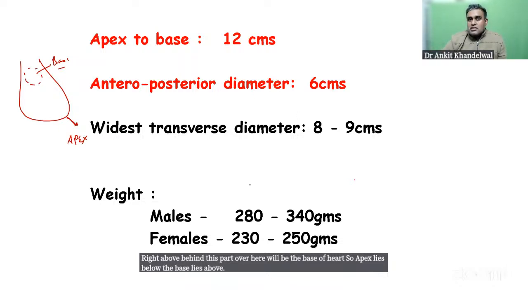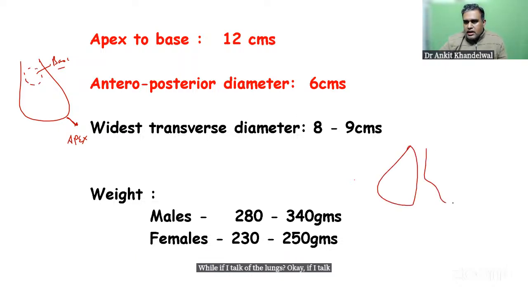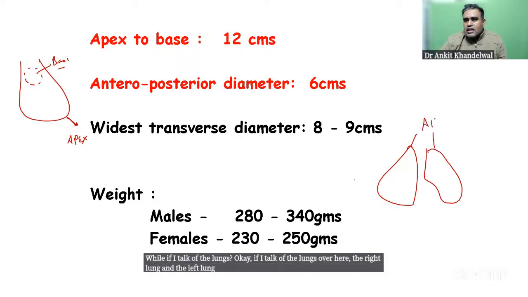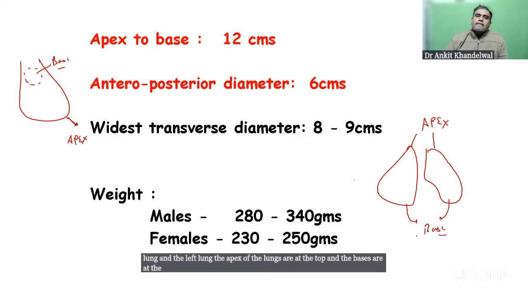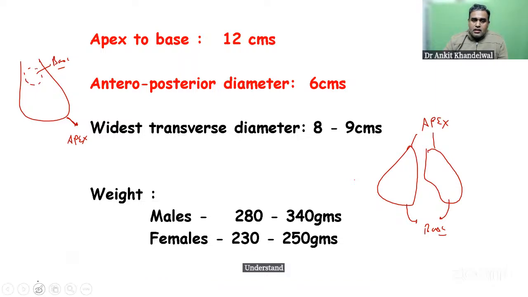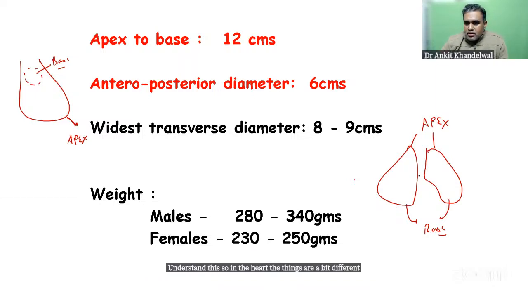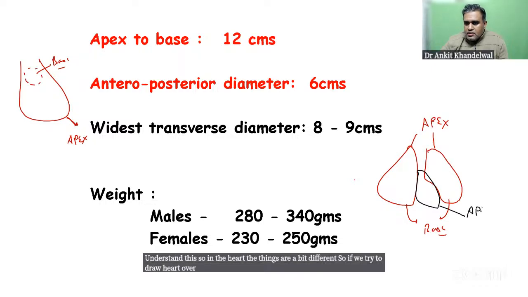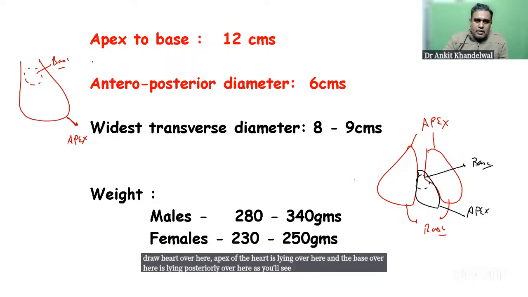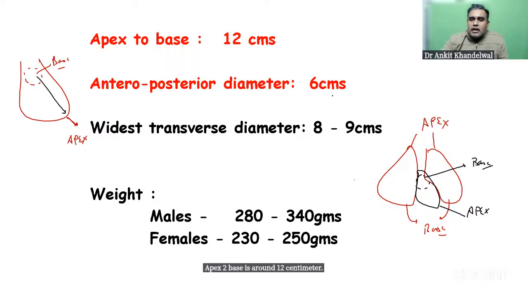While if I talk of the lungs, the right lung and the left lung, the apex of the lungs are at the top and the bases are at the bottom. Understand this. So in the heart, the things are a bit different. If we try to draw heart over here, the apex of the heart is lying over here and the base is lying posteriorly over here, as you'll see. So some dimensions: apex to base is around 12 centimeter. AP diameter is only 6 centimeter. Transverse diameter is around 8 to 9 centimeter. And weight is around 250 to 300 grams, a bit more in males compared to females.